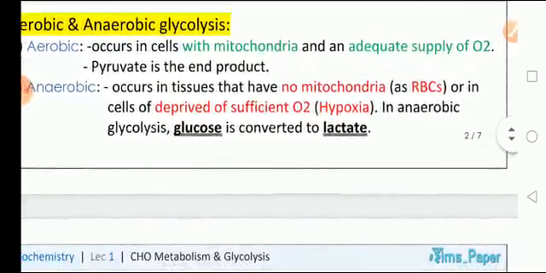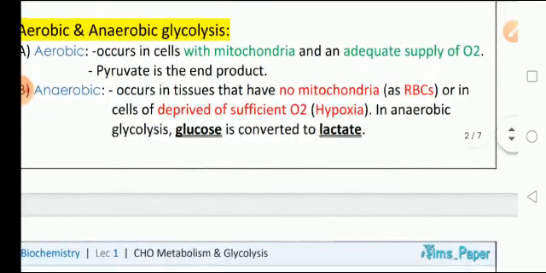Anaerobic glycolysis occurs in the tissues that have no mitochondria, such as red blood cells, or in case of hypoxia, no sufficient oxygen. Here the glucose is converted to lactate and not pyruvate.